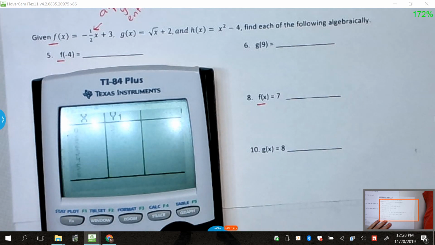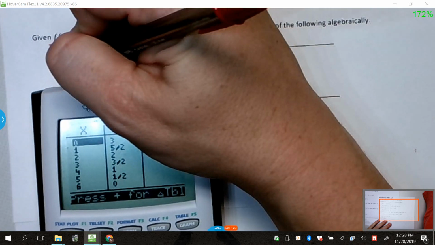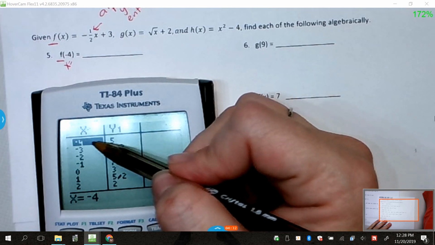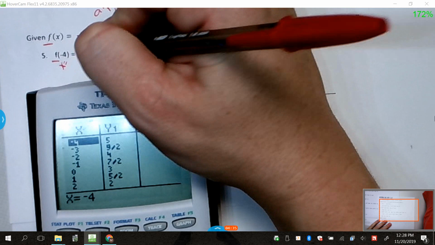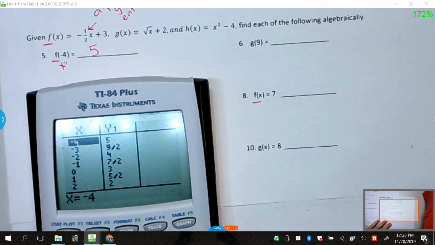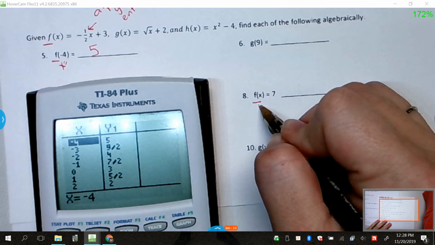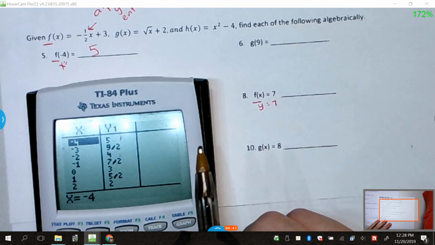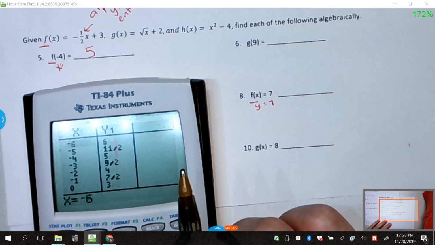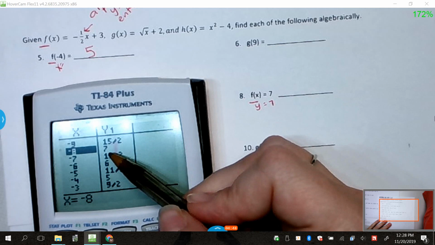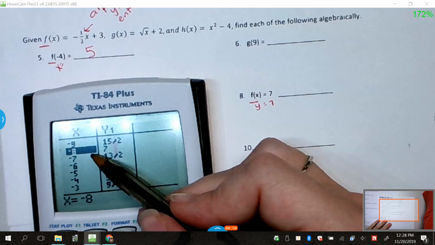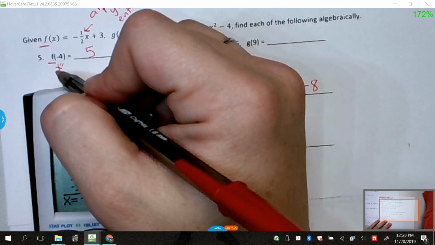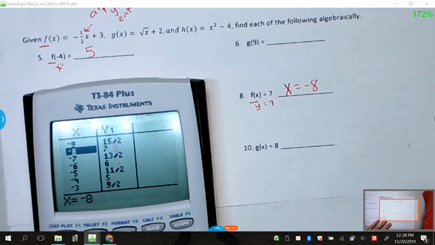I'm going to go to my table. Now this is inside parentheses, so this is giving me x equals -4. So x equals -4. I'm looking in the x column at 5. So x equals -4 when y equals 5. Now here, this is saying y equals 7. So I'm looking in this column for 7. So it's right here. Okay, at x equals -8. So remember, if it's giving you x, you're finding y. If it's giving you y, you're finding x.